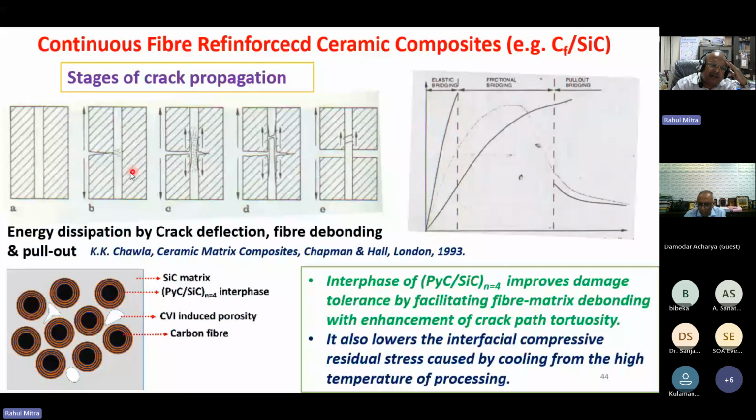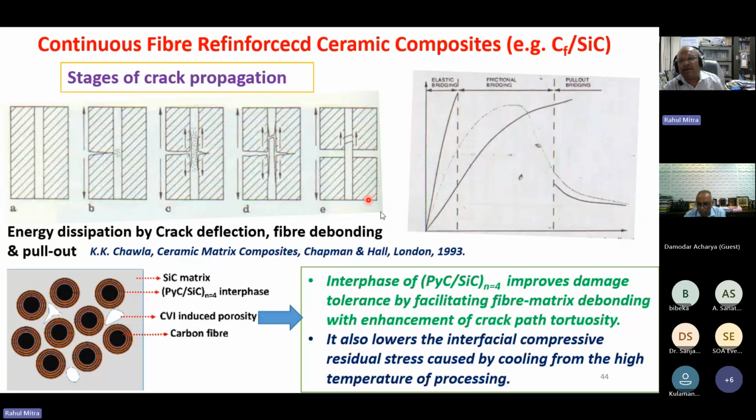So this is a schematic. This is a ceramic matrix, in which there is a continuous fiber of carbon or silicon carbide. Whenever there is a crack which passes through the brittle ceramic, it comes to the fiber matrix interface. Now the interface is engineered in such a way that it is weak. So the crack tries to get deviated and pass through the interface. As a result, the crack path becomes tortuous. And then somewhere again the fiber is taking the load, and somewhere the fiber is fractured, and again it passes like this.